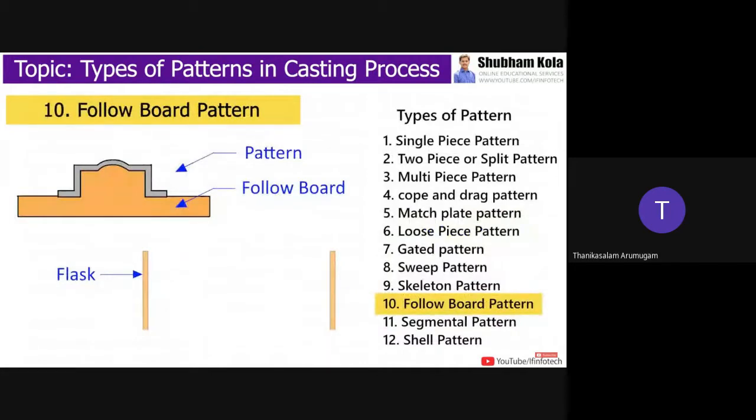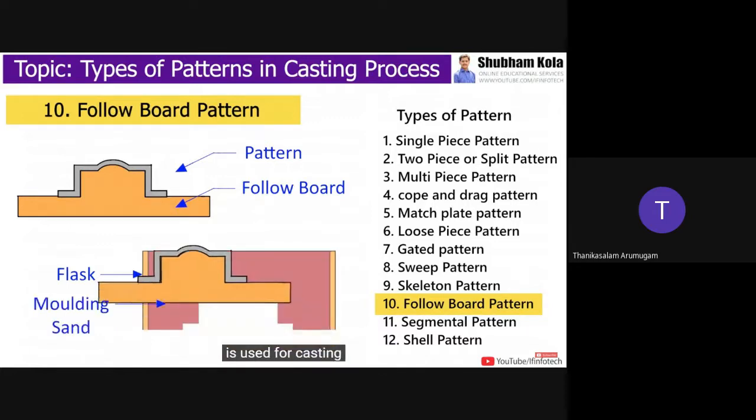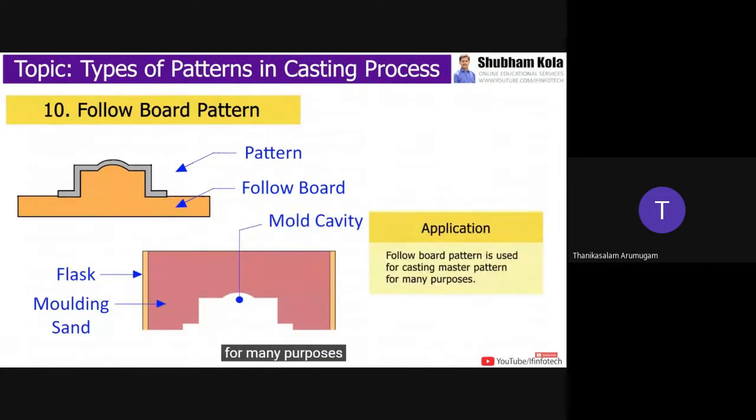The follow board pattern consists of a tool that is a simple wooden board which is used for several reasons. The wooden board is used as a base for the molding process. This type of pattern is used for casting master patterns for many purposes.